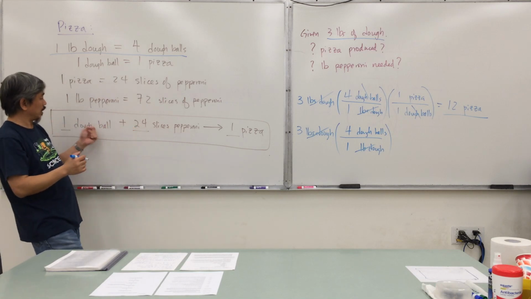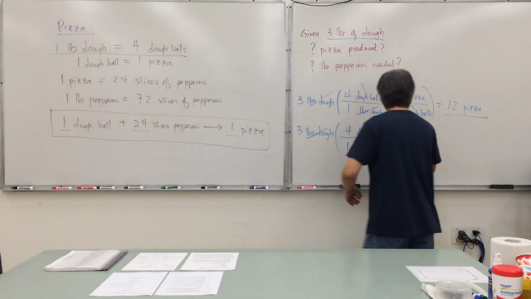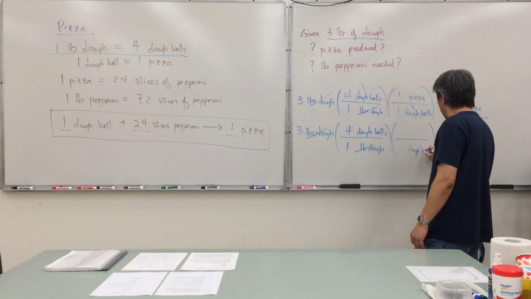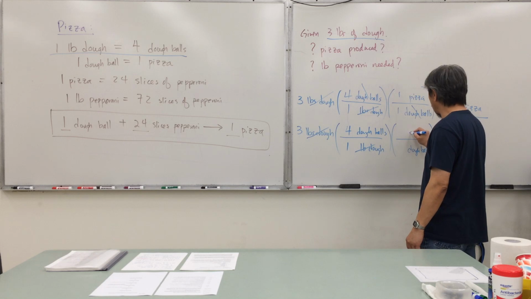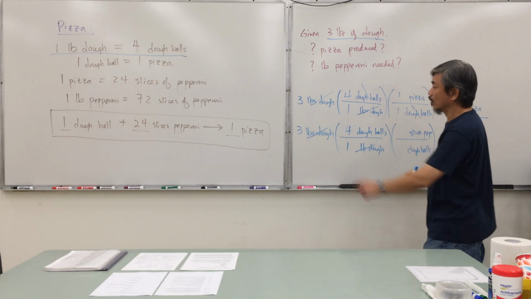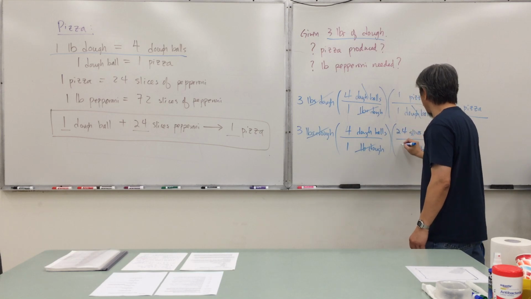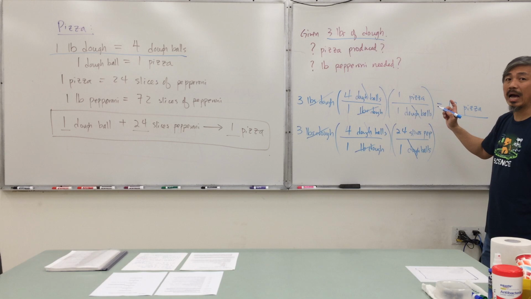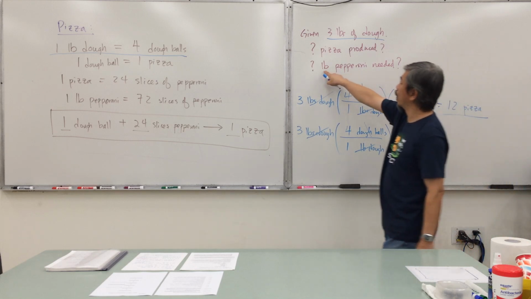I need 24 slices for each of the dough balls. Now, that's my next conversion. Okay? So now I go to dough ball, and basically slices. Well, I'm just going to say slices of pep. In this case, it's going to be 24 slices for every 1 dough ball. So that goes away. So now I have a number of slices, but that's not what I'm asked for. I'm asked to find the number of what?